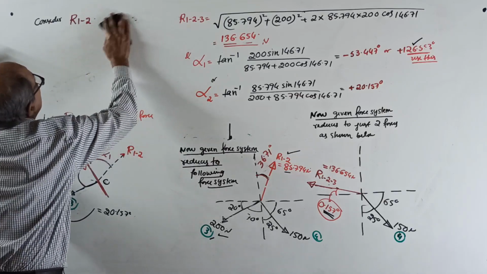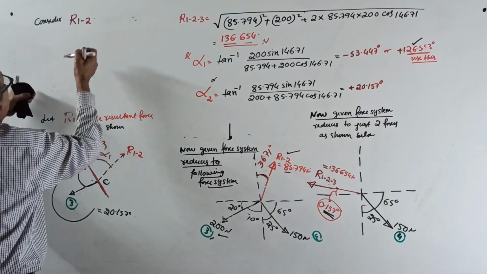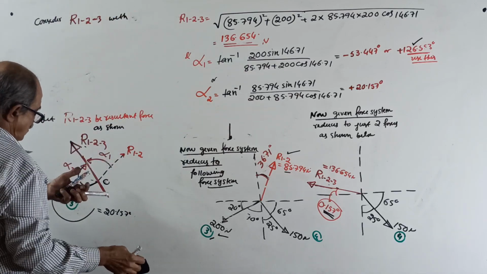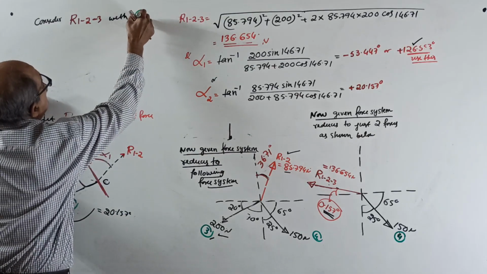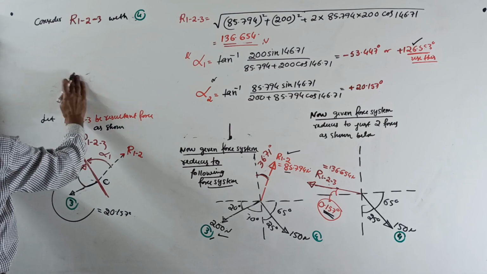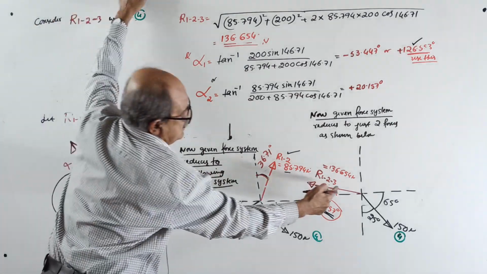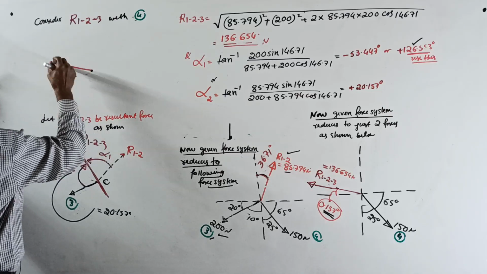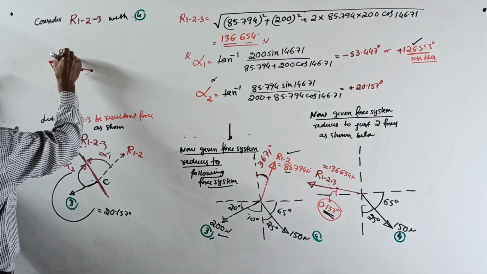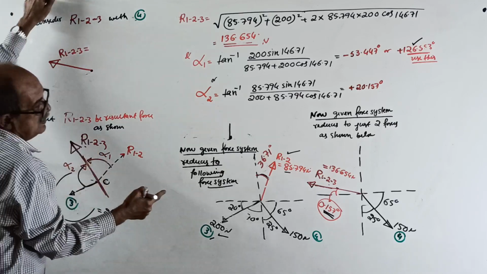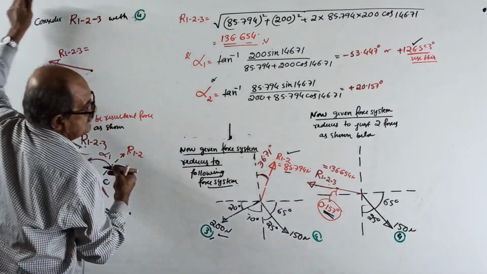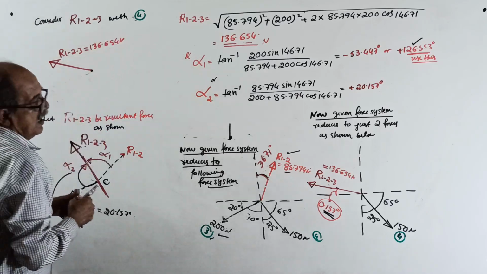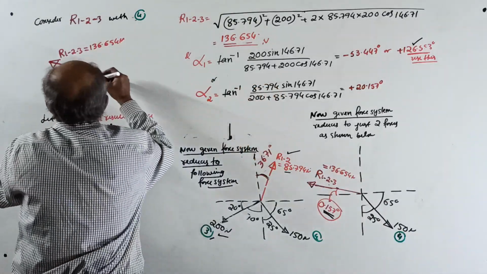Consider R123 with the force number 4. See, point O here. R123 is here. I will use red color. It is slightly inclined to horizontal. Okay, no problem. This is your R123 equal to, where is the answer? 136.654 Newton. The other force is 150 Newton here.